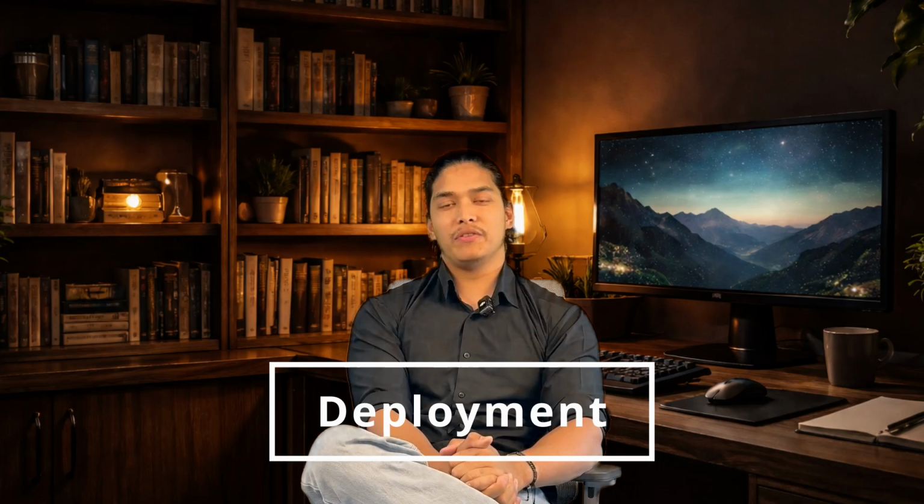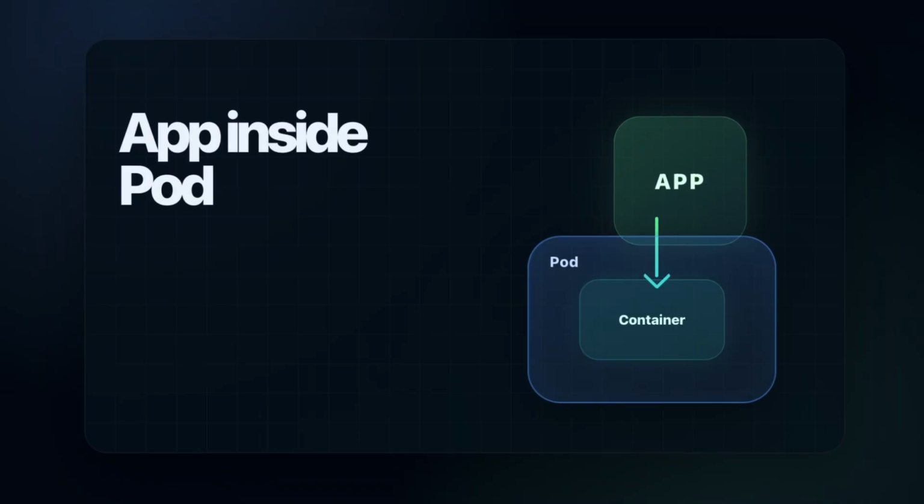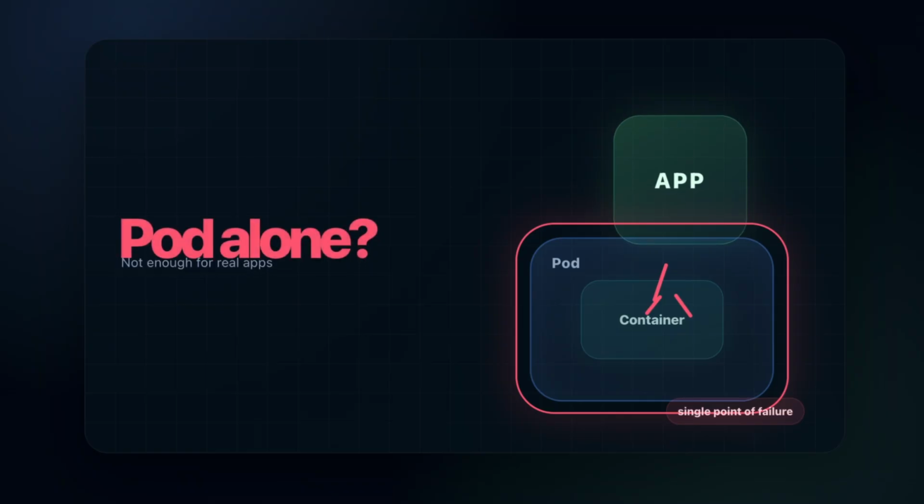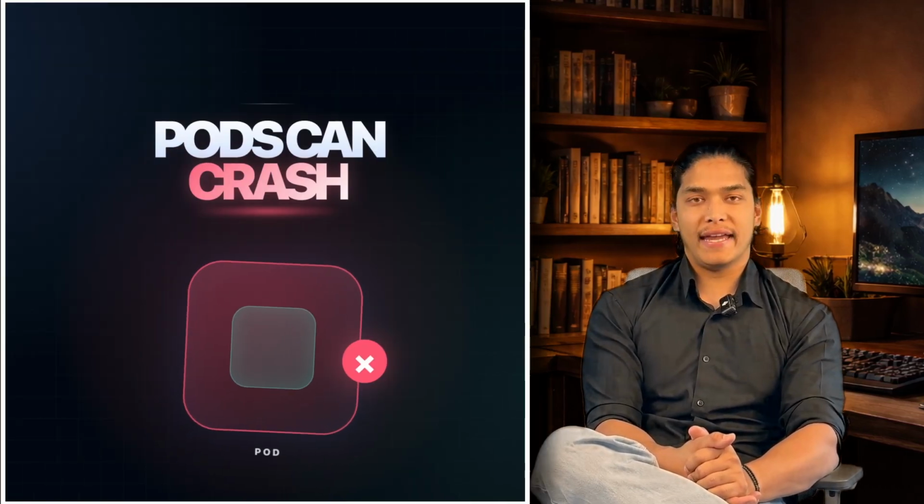Today, let us understand one of the most important objects in Kubernetes, that is Deployment. In the previous flow, we understood that our application runs inside the pod. But here's the problem: a pod alone is not enough for real applications. Why? Because a pod can fail.